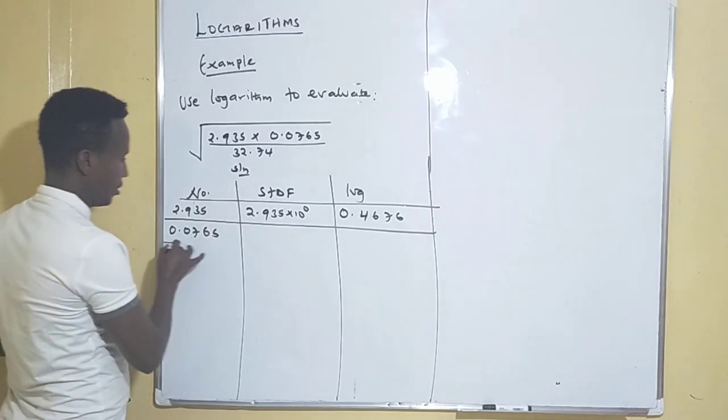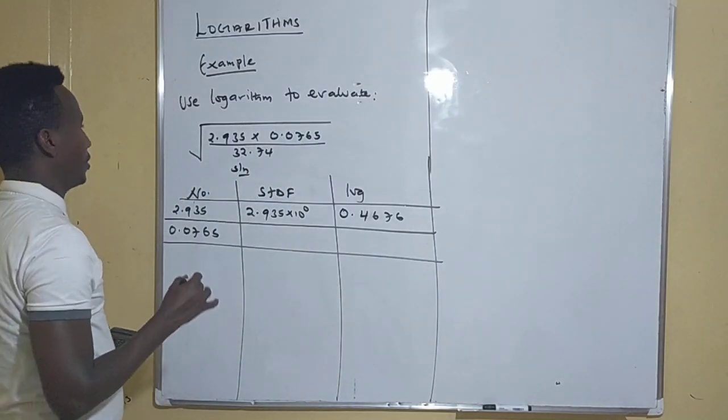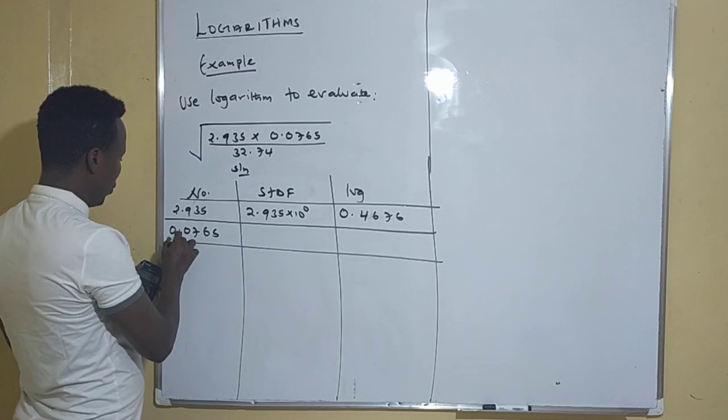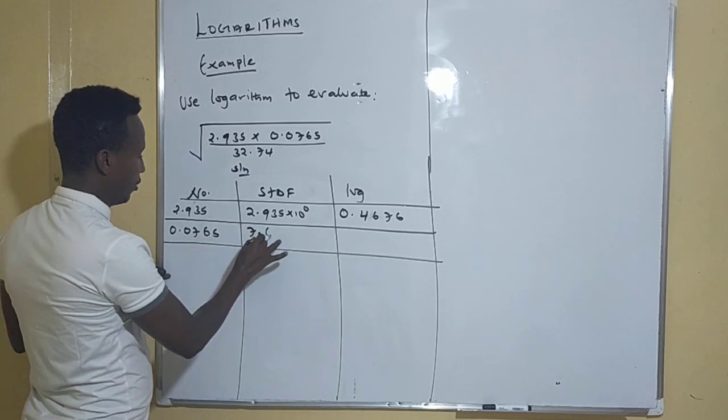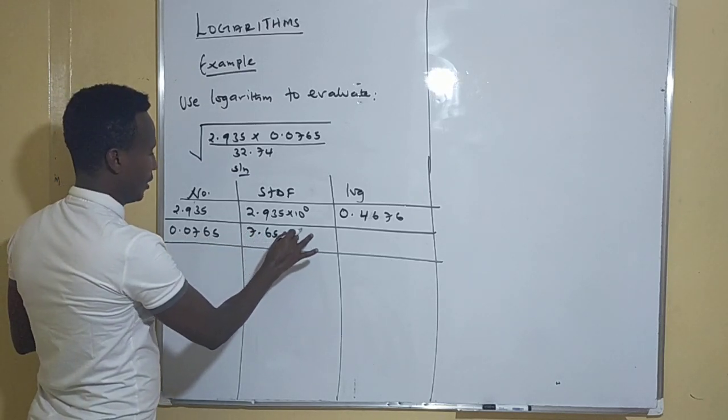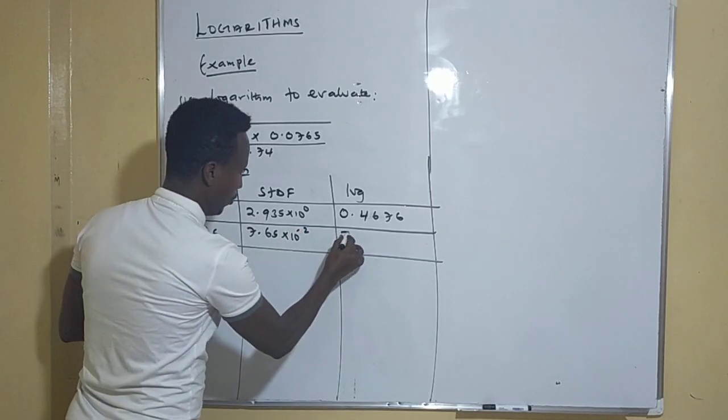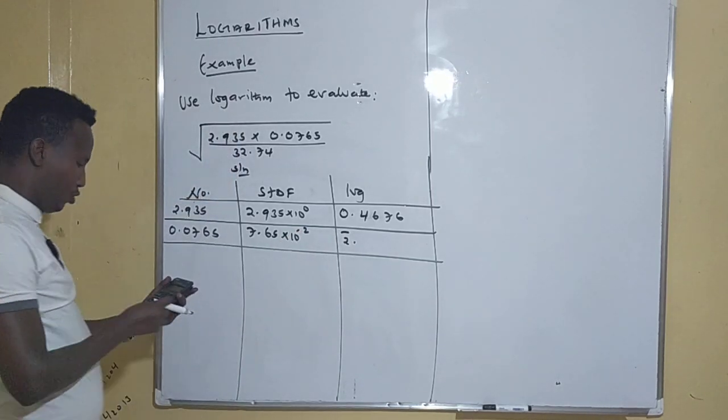Then we have also 0.0765. Okay? In the standard form, it should be 7.65 times 10 to the power of negative 2. Then you write here negative 2, or bar 2.